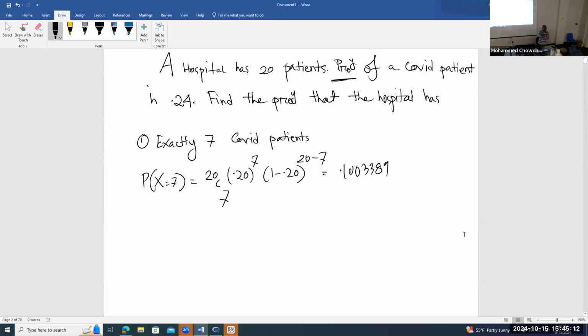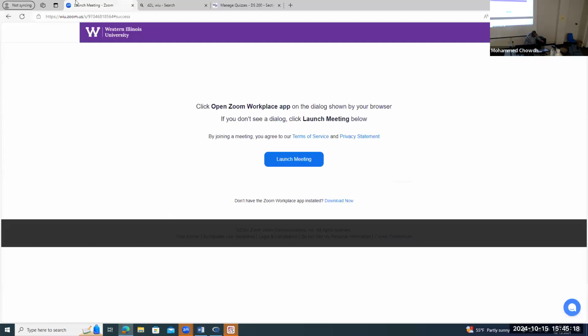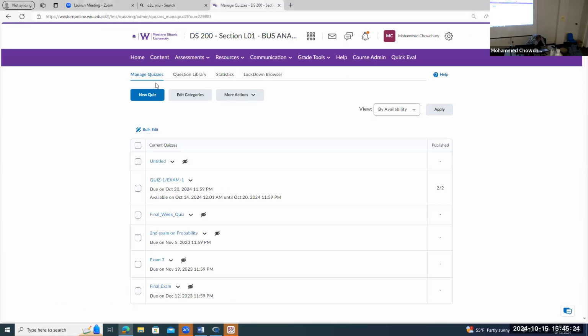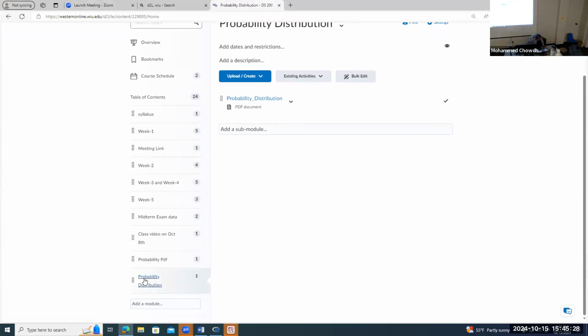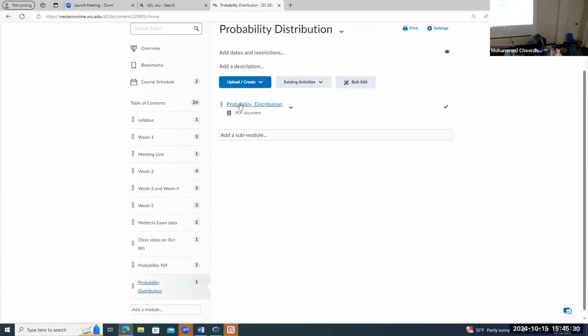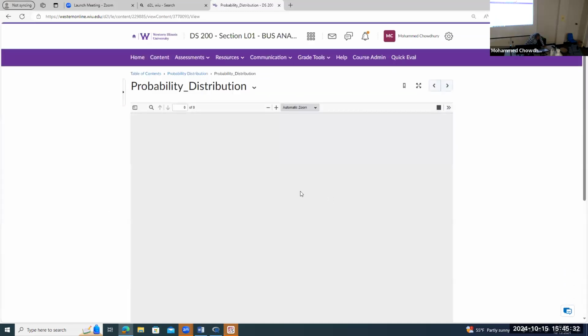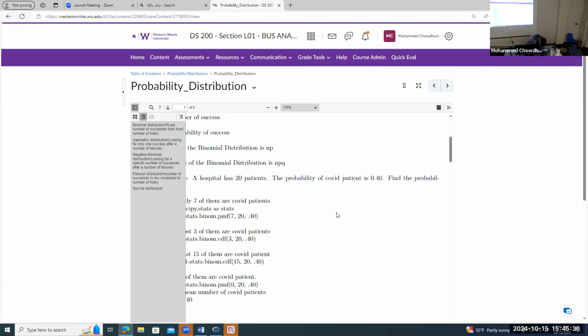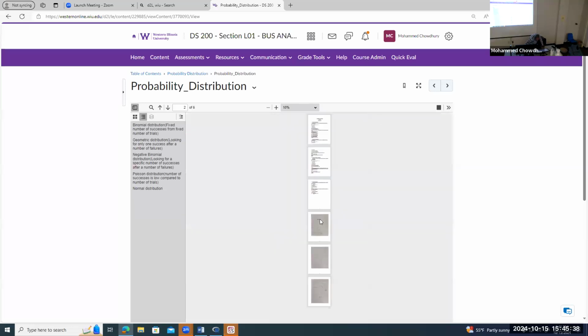Very quick, one line of R code, but you have to understand, right? So let me show you the R code. Let me take you to Western Online. Here is the D2L. There is the content, probability distribution. Let me download it.